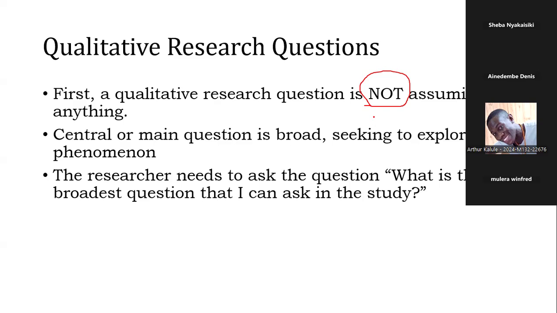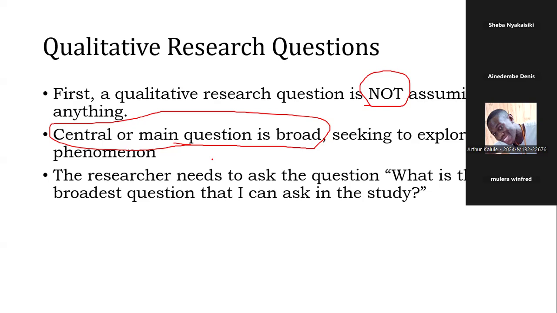So the response I will get is quite broad. Now, the question of what motivates is a broad question. It could be anything that is motivating. I'm not assuming anything. It is very different when I pose the question of salary increment motivates lecturers to use online learning, or freedom of location motivates lecturers to use online tools.